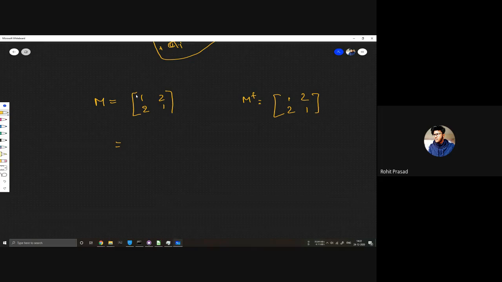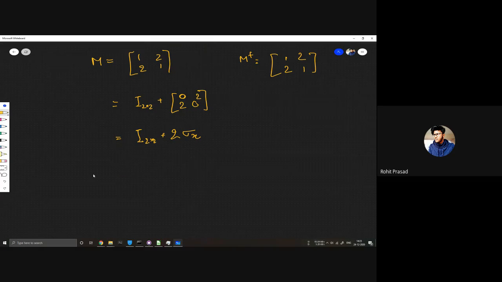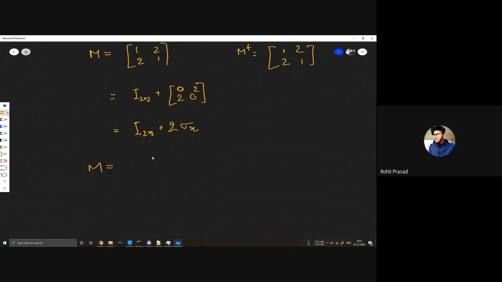You can see that our identity can be taken out in this way, 1 1. So taking out the 2 cross 2 identity, we are left with 0 0 2 2. And if you can see, this is 2 into 1, right? 2 into sigma x. So 2 cross 2 plus 2 into sigma x, right? So this can be done for any Hermitian matrix, it can be decomposed in these forms.